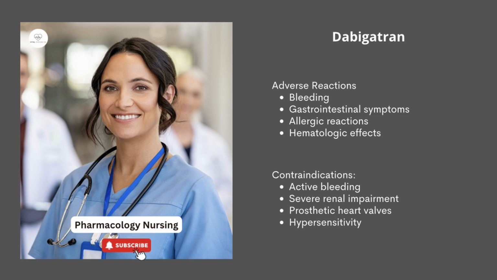Contraindications. Dabigatran is contraindicated in the following scenarios. Active bleeding. Patients with ongoing bleeding or bleeding disorders should not use dabigatran. Severe renal impairment. Dabigatran is eliminated through the kidneys, so patients with a creatinine clearance of less than 30 milliliters per minute are generally not candidates. Prosthetic heart valves. Dabigatran is not approved for patients with mechanical heart valves. Hypersensitivity. Patients with a known allergy to dabigatran or its components should avoid it.